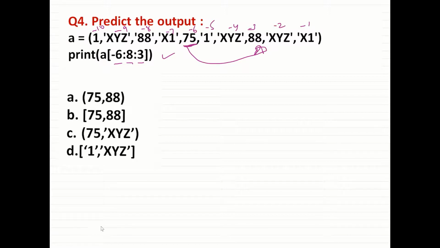This is not the correct answer as this is at -2. And this is also not a correct answer. This is at -5. And this is a list. The answer of a tuple slice is not a list, so this is also wrong. The correct answer is 75, 88 as a tuple slice.